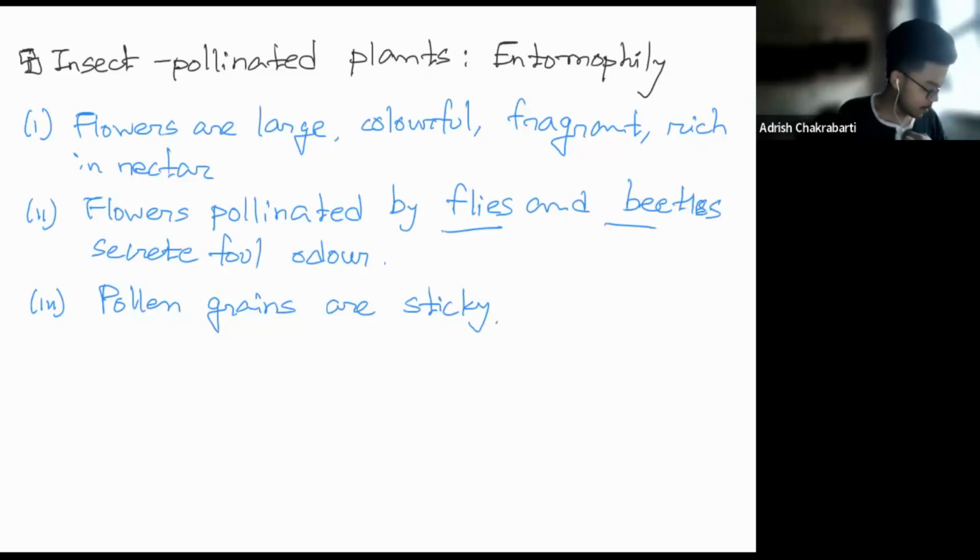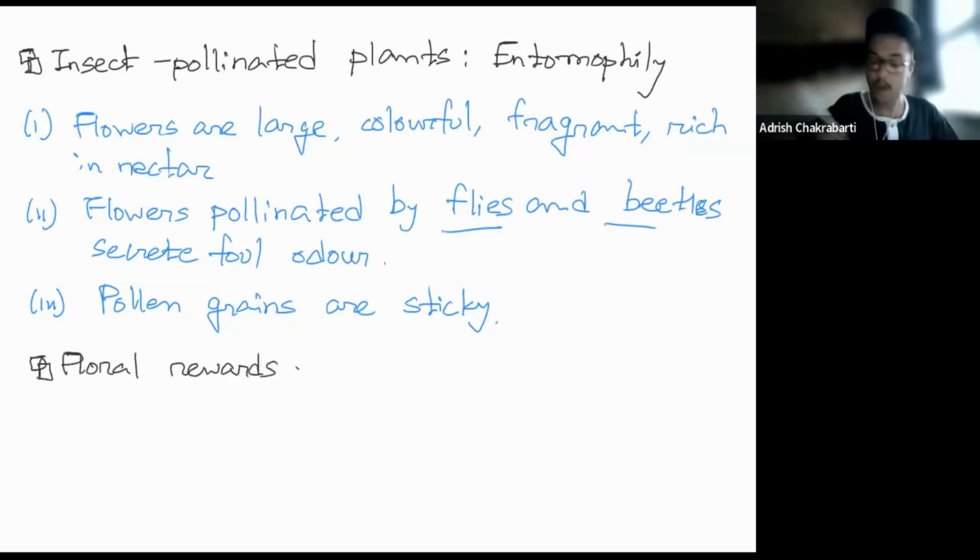When the animal carrying pollen on its body comes in contact with the stigma, it brings about pollination. This is, I think, very clear. In the majority of the species, the floral rewards are in providing safe places to lay eggs. So this is also important stuff. The floral rewards.